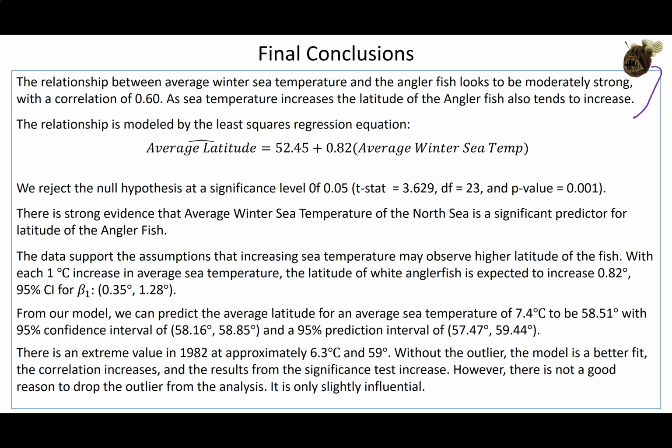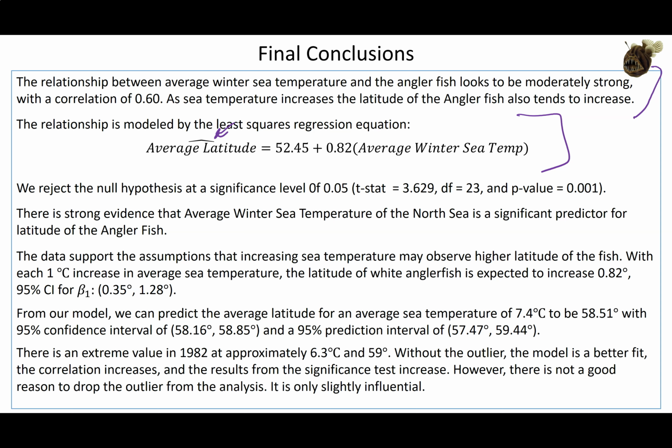We have here the model. So notice I didn't use y hat and x. I went ahead and I even wrote latitude and average sea temperature. That is allowed as well. You must have the hat though. We will freak out if you don't include the hat. Because if you don't include the hat, it implies it's the population line. And we don't have access to all anglerfish.